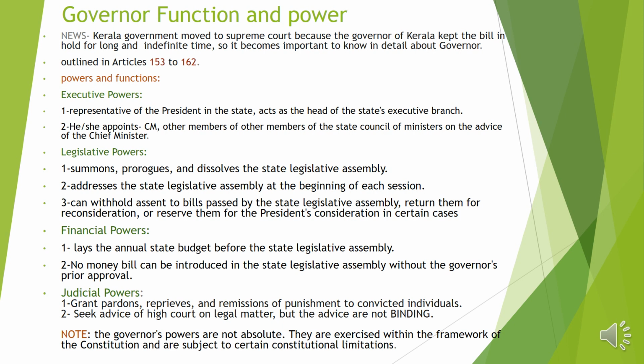Executive powers. First, the governor is the representative of the President in the state and acts as the head of the state's executive branch. Second, the governor appoints the chief minister, who is usually the leader of the majority party in the state legislative assembly. Third, the governor also appoints other members of the State Council of Ministers on the advice of the chief minister.